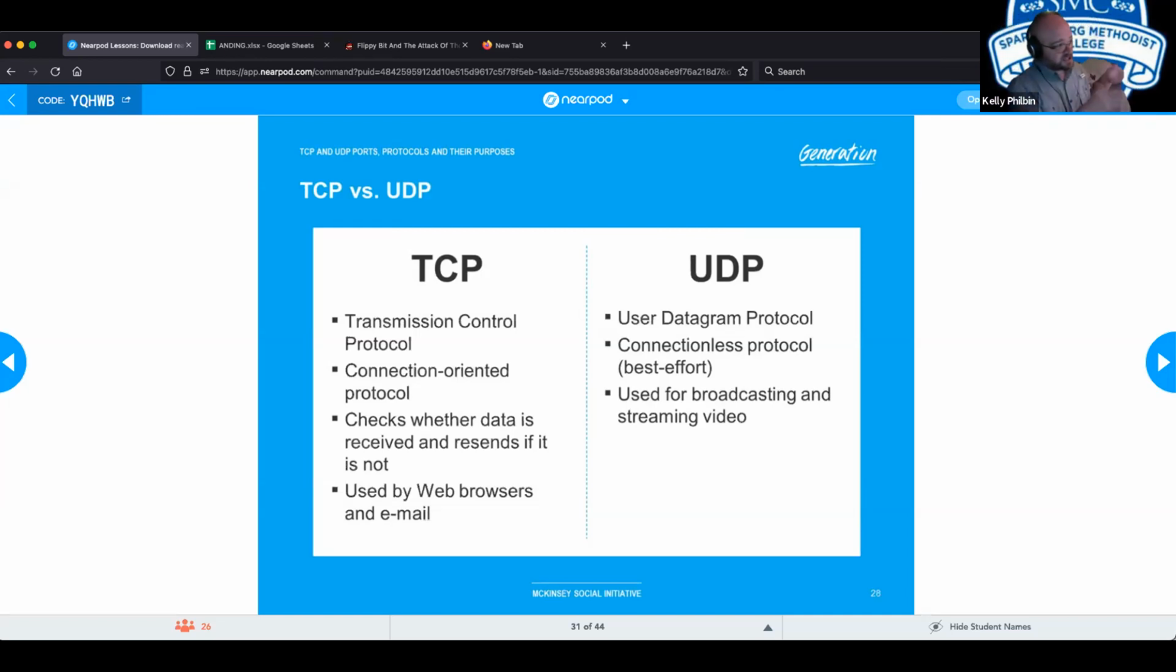Now, the connection-based protocol, TCP, corrects these errors. As the packets are coming across for TCP, there initially is what's considered to be a handshake, where it says, hey, I want to communicate with you. The other computer goes, yeah, let's talk. And then they basically agree to communicate.